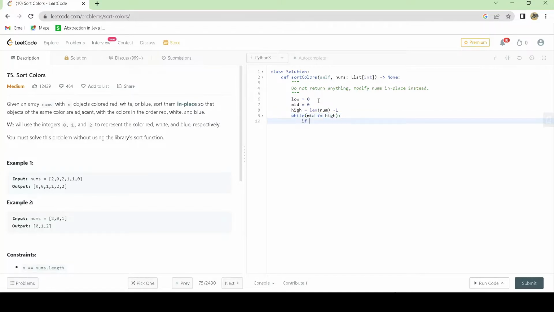We have written three conditions. If my mid pointer encounters 0, then we have to swap the element at the low pointer with the element at the mid pointer, so we will swap both of them in nums. Then we have to increment our mid pointer and low pointer.